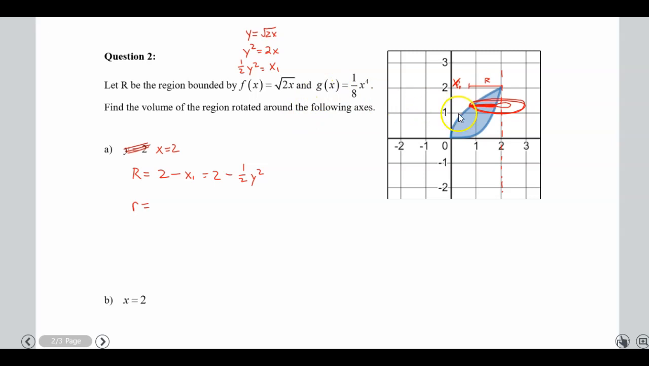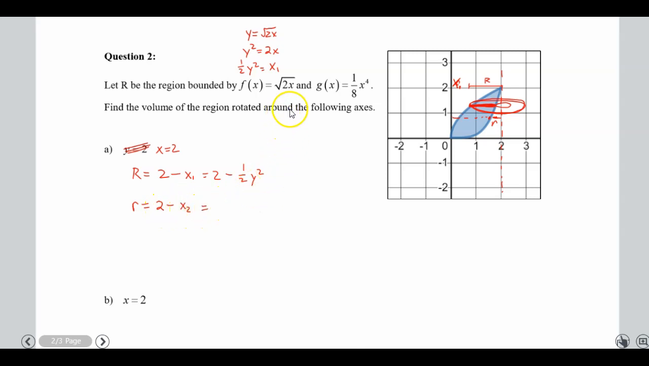So little r, that's going to be just from here to here. So this distance right in here, that's going to be what we call little r. And this whole length here is my x2. Right? So I'm going over to this x2 value, and then I want to subtract that from 2. So this will be 2 minus x2.